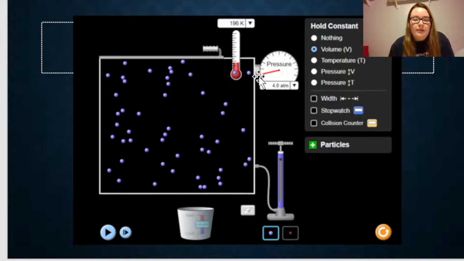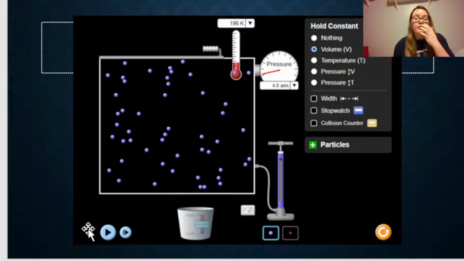After they click play, they're going to keep the volume constant. So under the hold constant tab here, you would click volume because volume is not one of the gas properties we're analyzing. We are analyzing pressure and temperature, just as the prompt stated. Then we would play the simulation. We would see what happens.